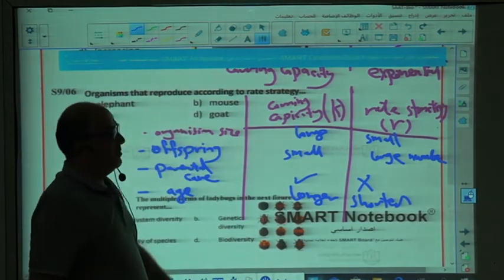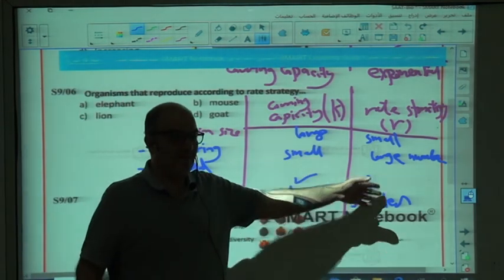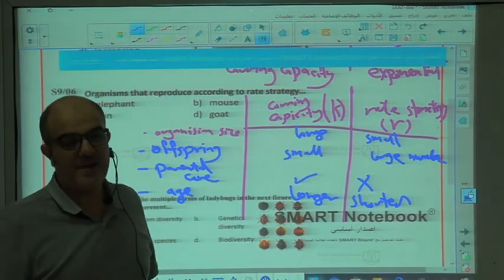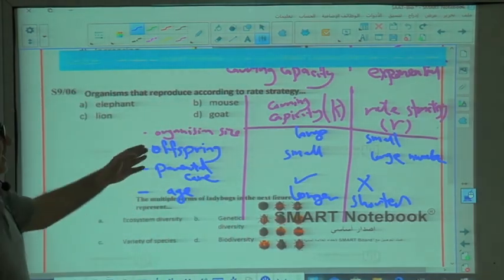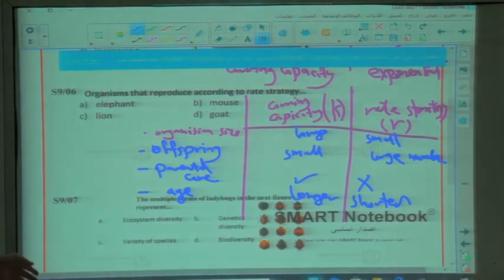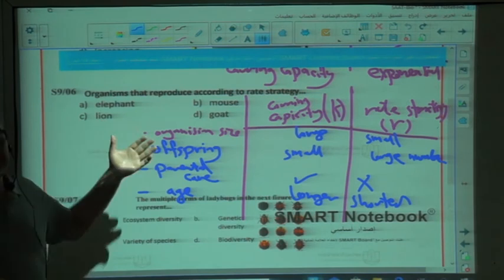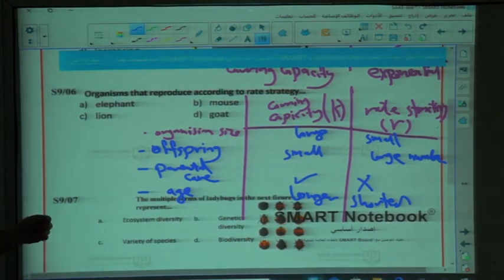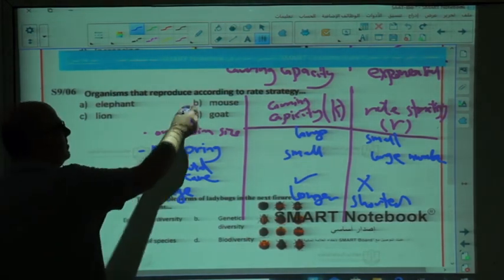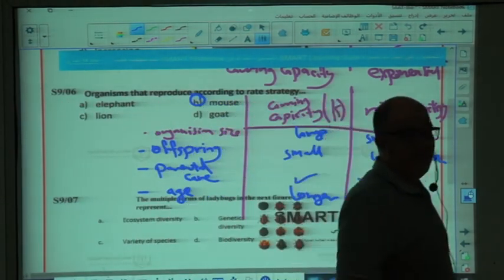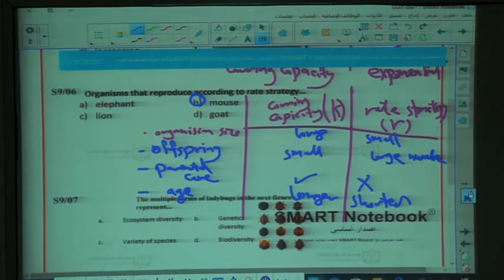Usually, guys, small organisms we can study depending on the rate strategy. Large organisms, guys, we can study depending on the carrying capacity strategy, which is K. According to this, guys, which is the correct answer? Mouse, yes. Mouse, insects, bacteria, rabbits, all of them reproduce quickly, okay? They don't have parental care.